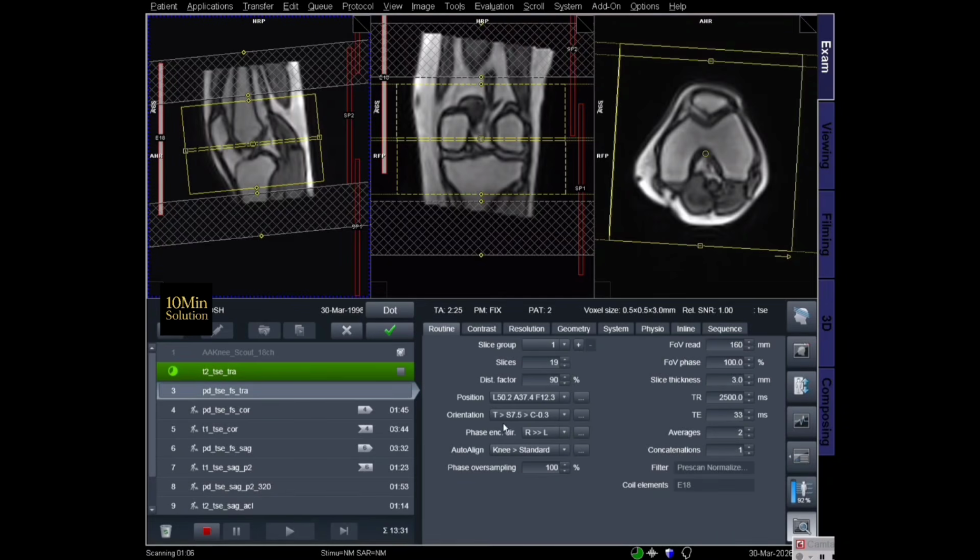And showing here the protocol and the parameters. And now apply.